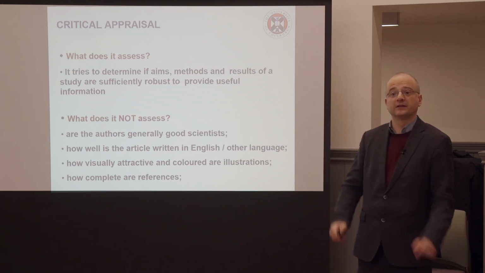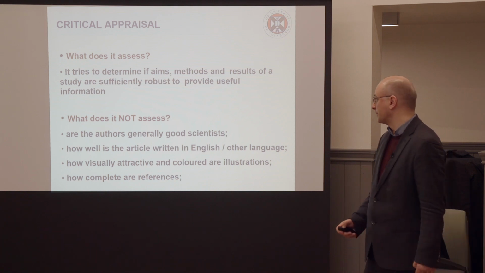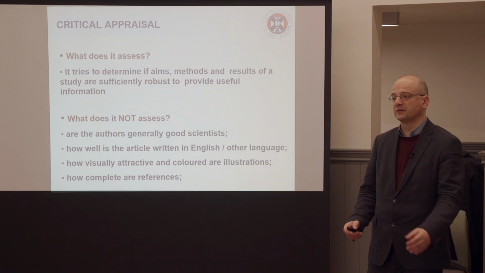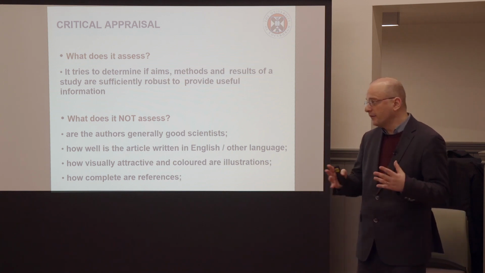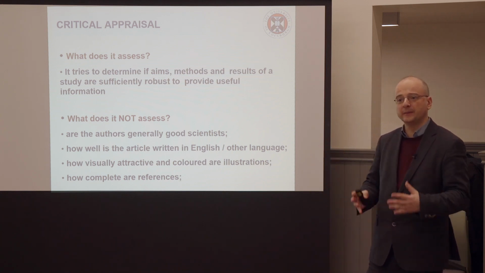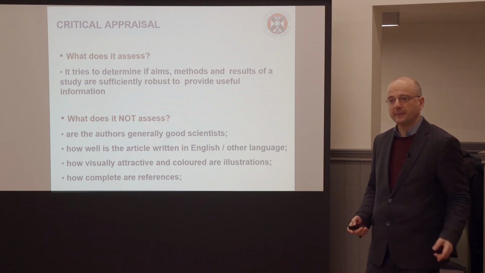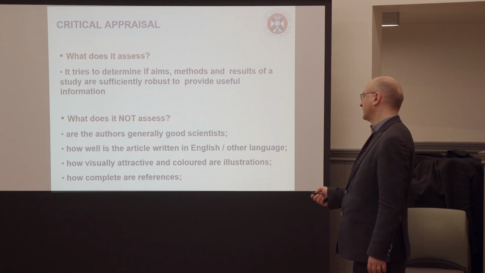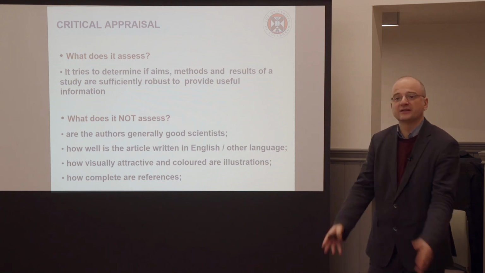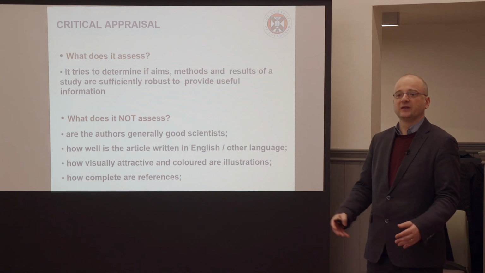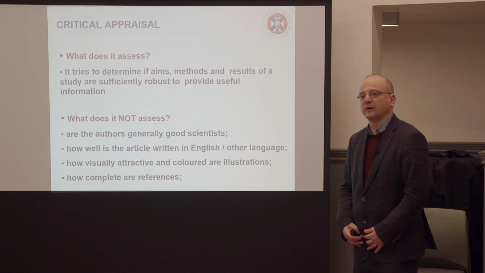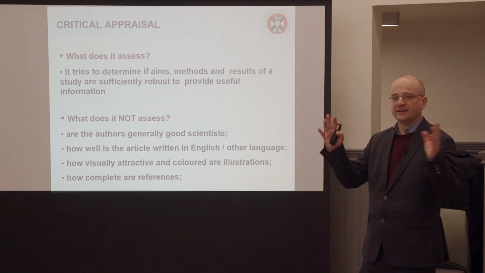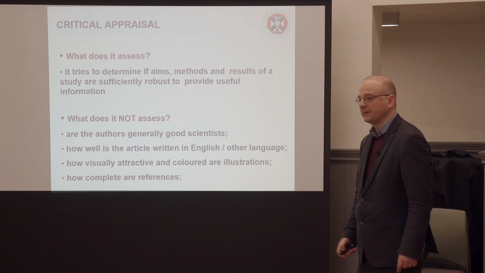And as editors of the journal, we do see this a lot, that sometimes we get papers by good scientists or from top institutions, and for whatever reason they are publishing this paper, but it's just not a good paper. You know, we're trying to be positive, but it's not a good paper. How well is the article written in English or another language? We're not assessing whether the use of English was good. That should not be the reason why the paper is rejected. How visually attractive and colored are the figures and the tables, and how complete are the references?